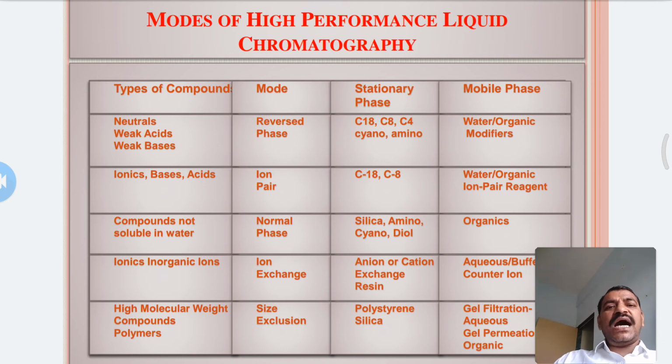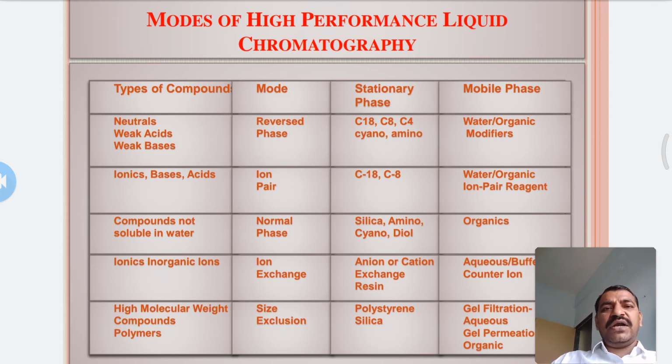Next are ionic, inorganic ion types of compounds. For these analytes we use the ion exchange mode of HPLC. As the stationary phase we use anion exchange materials, and sometimes cation exchange resins are also used.